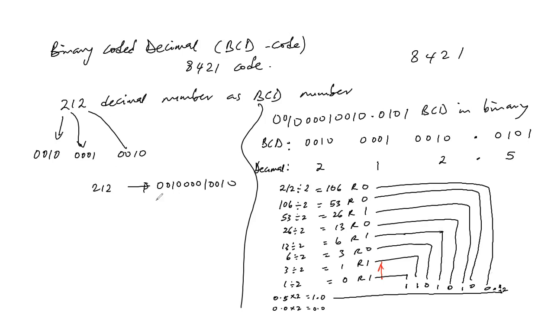So hence this BCD number is equivalent to this binary number. So BCD and the binary equivalent are different. Okay. So let us say we want to convert 10001010101 binary to BCD.